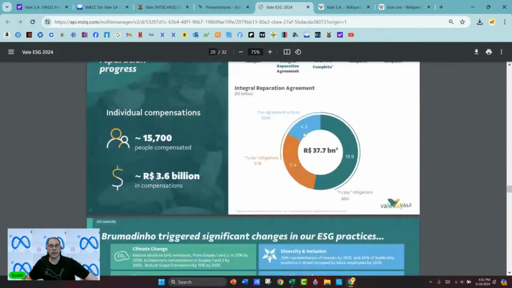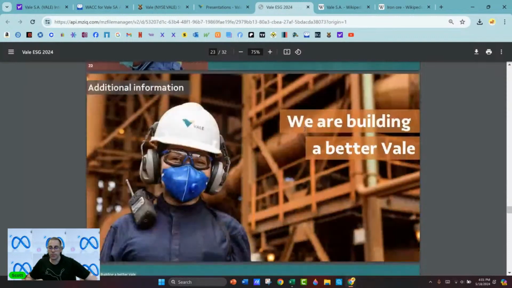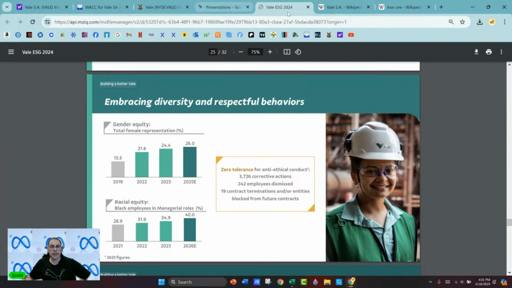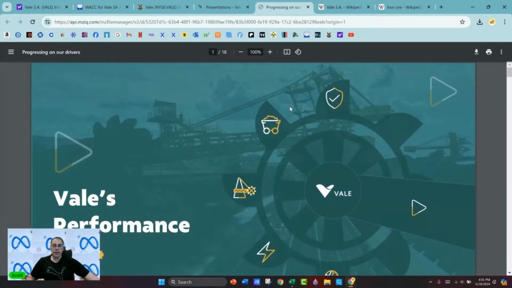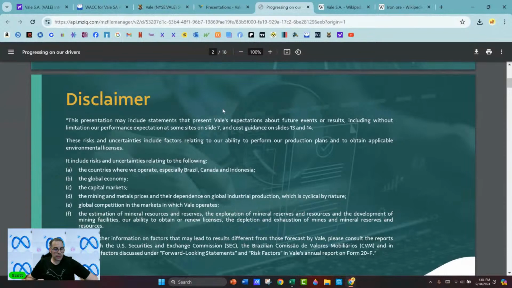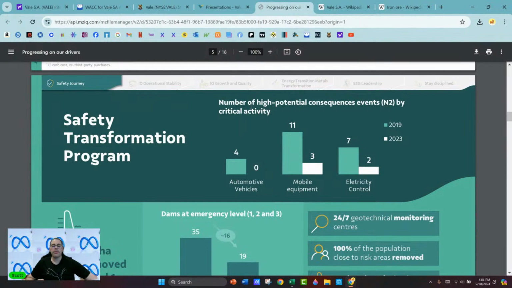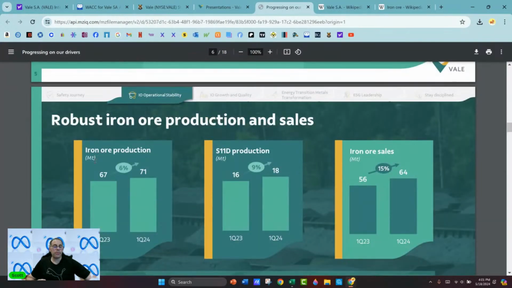So this talks about just individual projects they're working on. I was looking for a little more high level. Vale's performance. Oh, here we go. Performance. This is what I was looking for. Number of high potential consequence events. Okay, they're lowering their death rate. It went from 4 to 0, 11 to 3, 7 to 2.